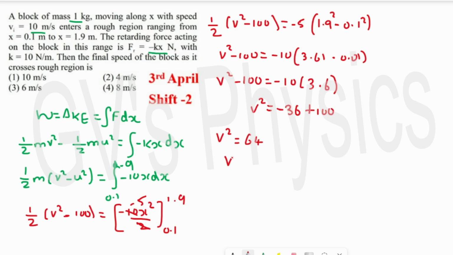We will take this square to the opposite side. So root 64 is 8 meter per second. So we'll check the option. Option 4 is the right answer.